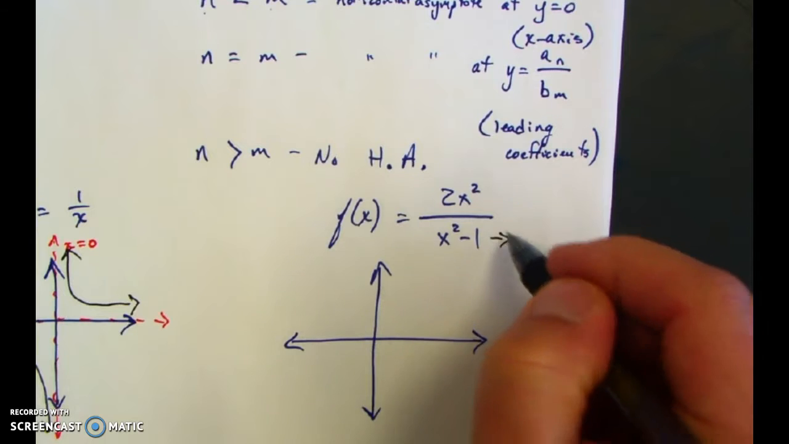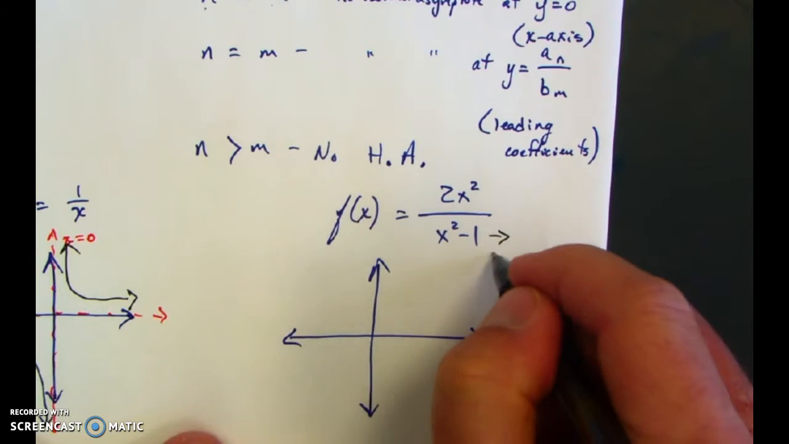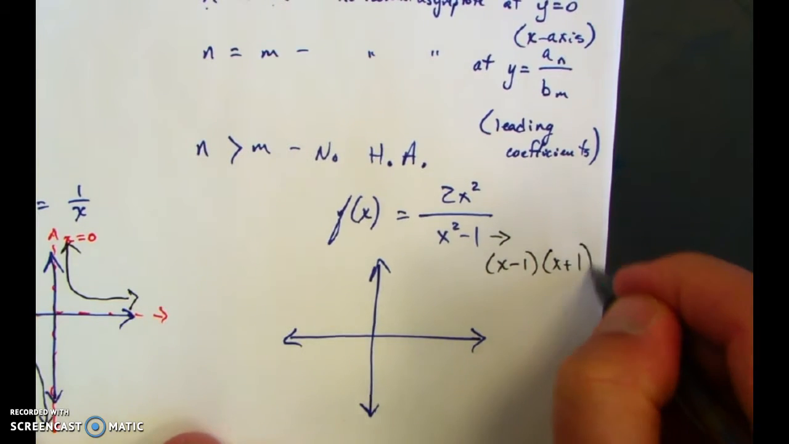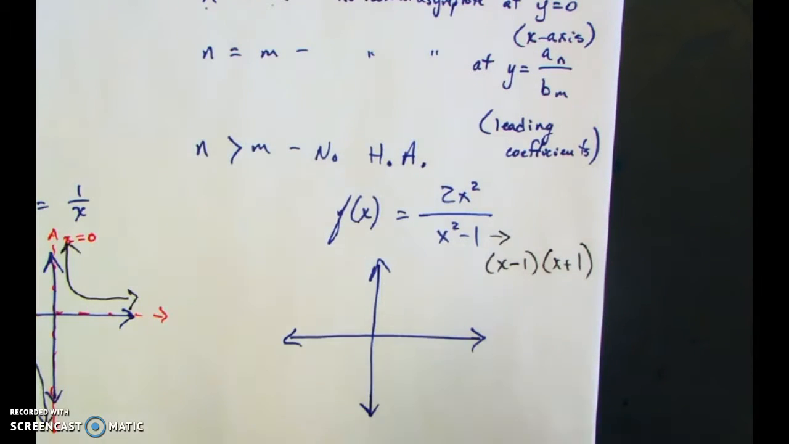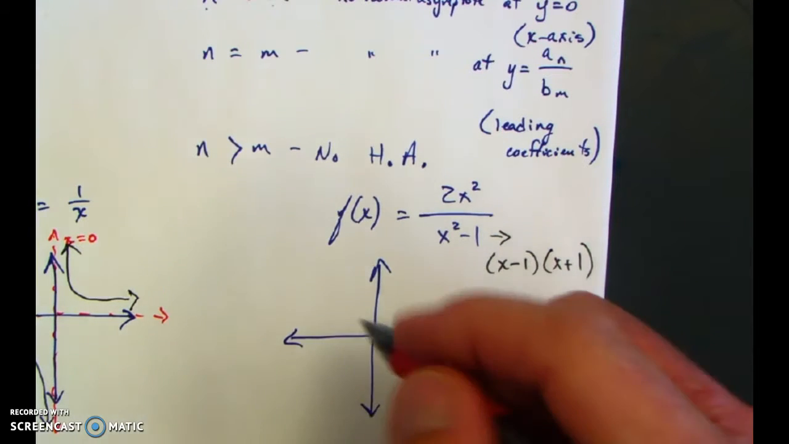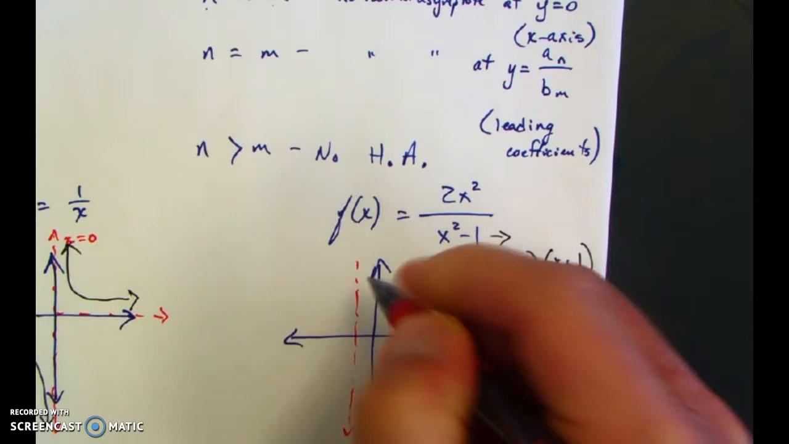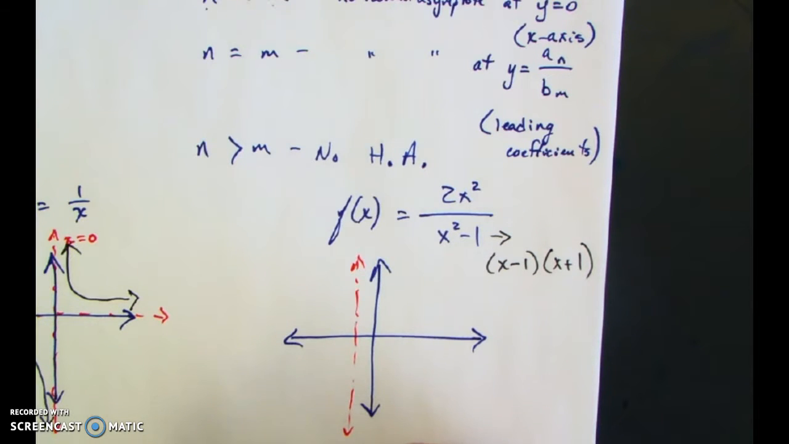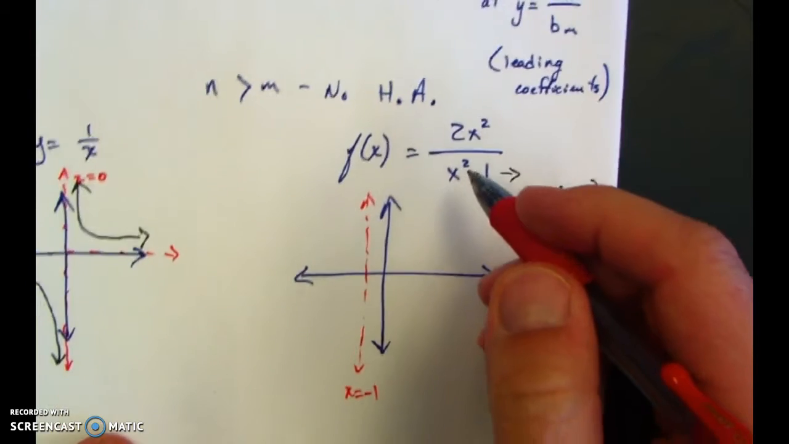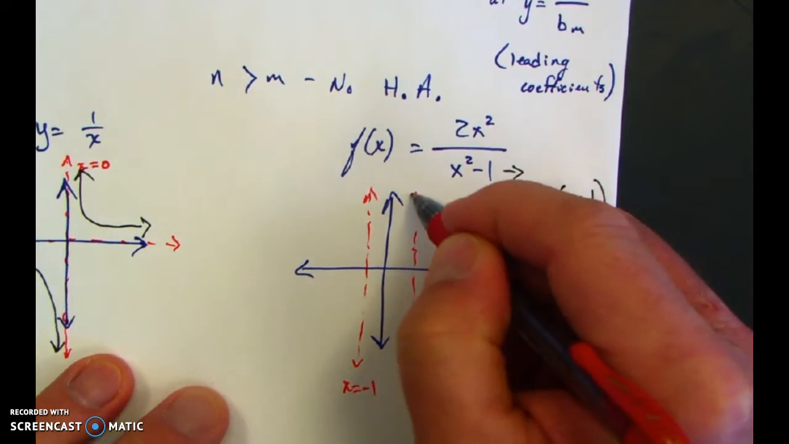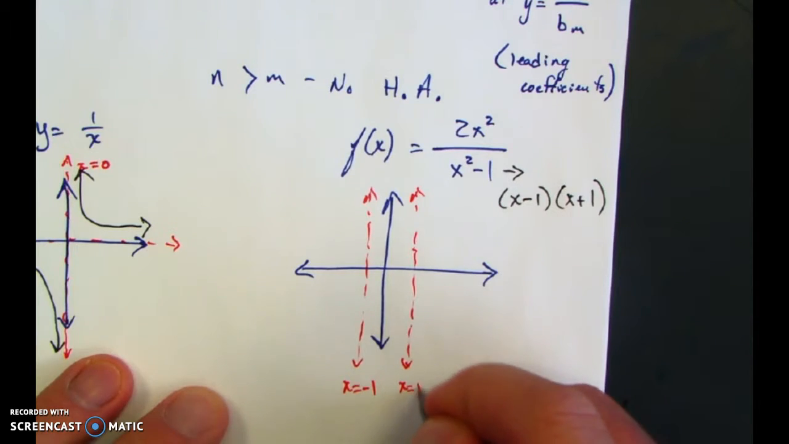If I think of the factors of this, that's the difference of squares, that's x minus 1 and x plus 1. That tells us then that we're going to have vertical asymptotes where x equals 1 and negative 1. So that means I'm going to have a vertical asymptote here where x equals negative 1 and a vertical asymptote here where x equals positive 1.